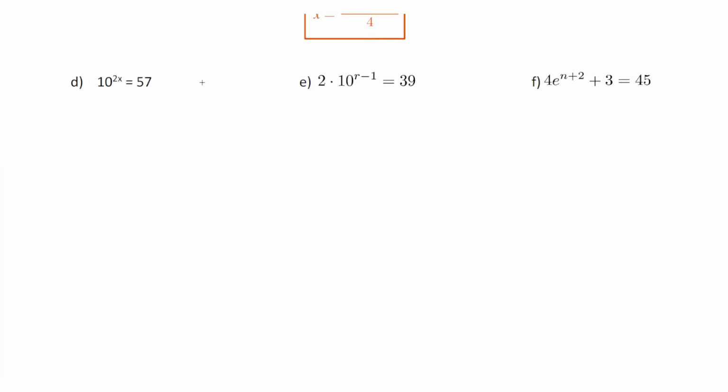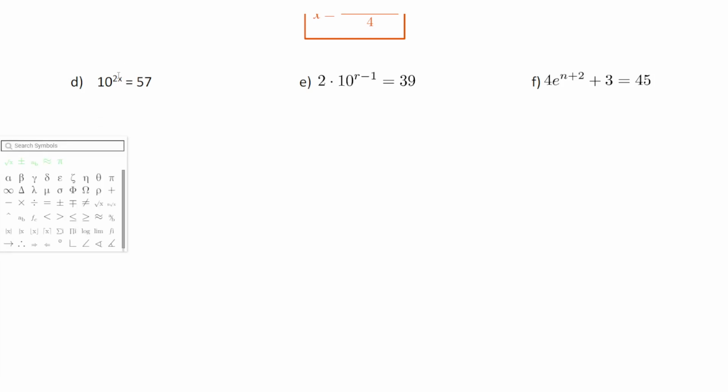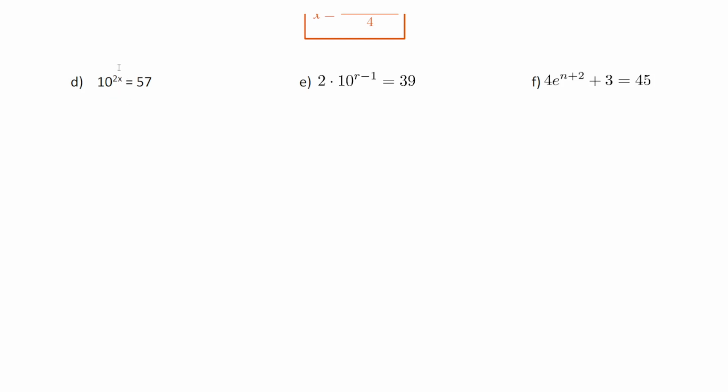So now we've got some equations where we don't have the same power on both sides. At 10 and 57, we're going to run into trouble if we try to write both of those as powers of the same base. So when you can't do that, and you just have the variable in one of the exponents, what we want to do is rewrite this as a logarithm. Remember that a logarithm is just an exponent, so our logarithm should equal 2x here.